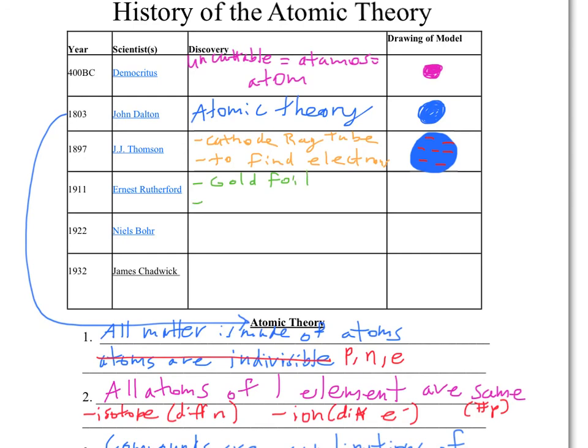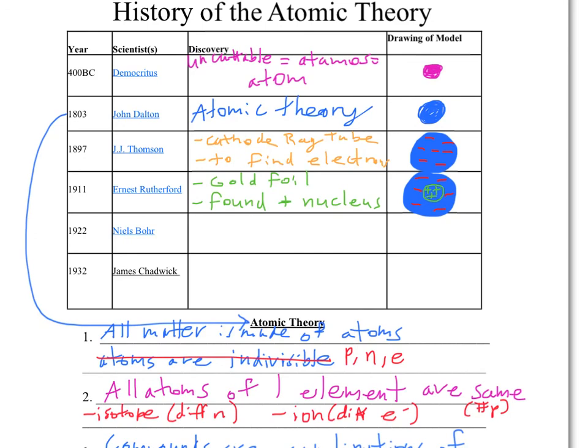to find the nucleus. Found the positive nucleus. So we still have a round shape. We still have random negatives. We don't know where they're located. We just know that there are negatives around. But he found out that there's also a positive hard core in the middle because when he blasted gold foil with alpha particles, many of them ricocheted back.